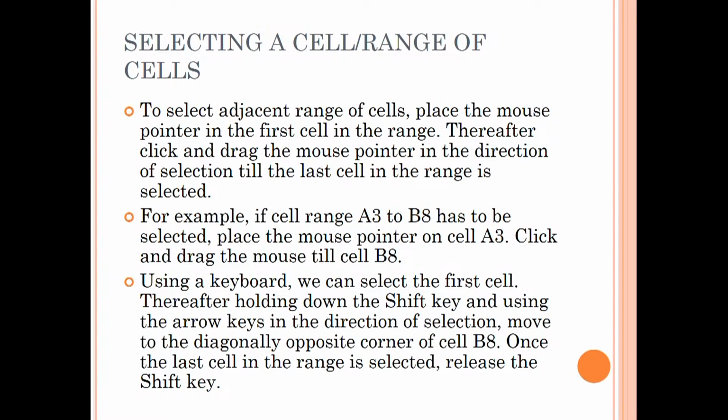Now you can also do this using a keyboard. So firstly select the first cell, thereafter holding the shift key and using the arrow key in the direction of selection, move to the diagonally opposite corner, the cell B8. Once the last cell in the range is selected, then you can release the shift key. So that is how we select the cells or the range of cells. Now we are going to talk about navigating through the worksheet, but let us take a short break before that.